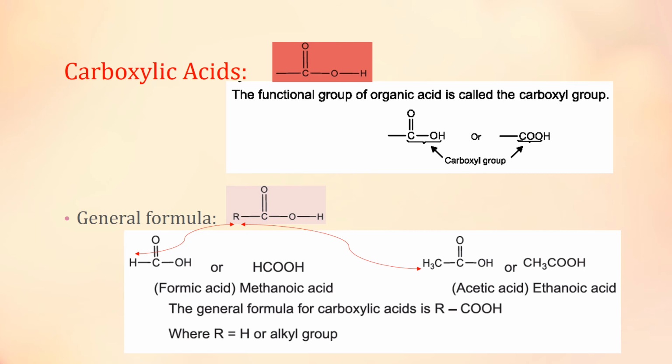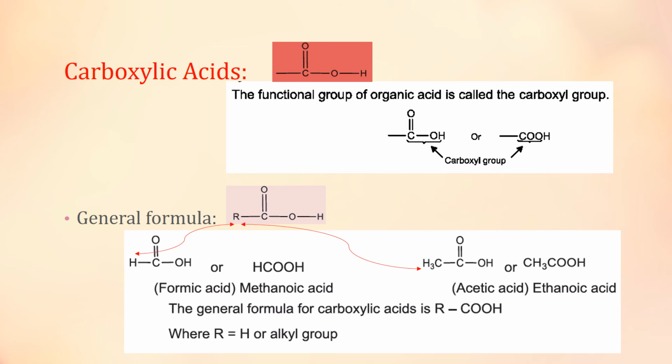Organic compounds are also called carboxylic acids, and the carboxylic acid again contains the carbonyl group, but along with the carbonyl group, on one side they contain the hydroxyl group. So it is written as C double bond OH, or in the condensed form you can write it as COOH. So the functional group of the organic acids or carboxylic acids is the carbonyl group along with one hydroxy group. So the general formula will be R C double bond O OH.